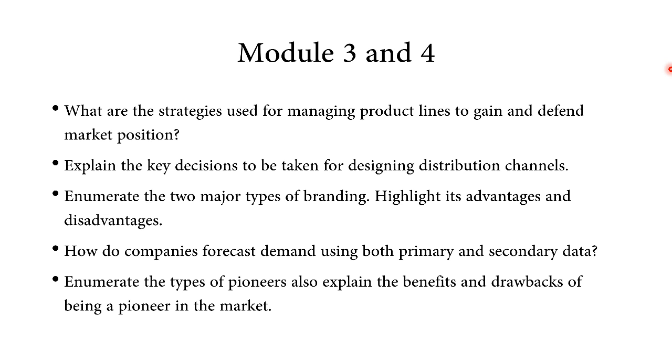Next, what are the strategies used for managing product line to gain and defend market position? Explain the key decisions to be taken for designing distribution channels. Enumerate the two major types of branding and highlight their advantages and disadvantages. How do companies forecast demand using both primary and secondary data? Next, enumerate the types of pioneers. Also explain the benefits and drawbacks of being a pioneer in the market.